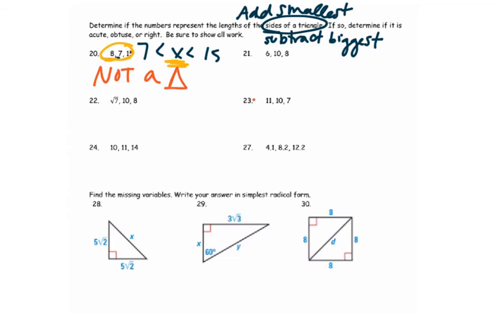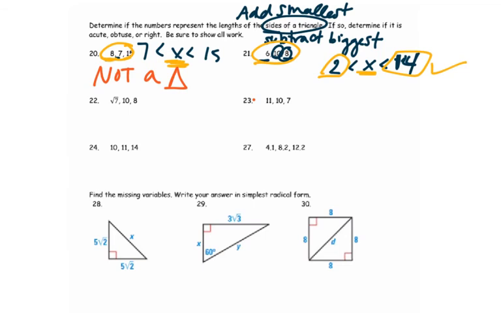Let's try 21. Add the smallest, 6, that's not the smallest. 6 plus 8 is 14. Subtract the biggest. 10 minus 8 is 2. All of these numbers are between these two values, so we're good. So it is a triangle.